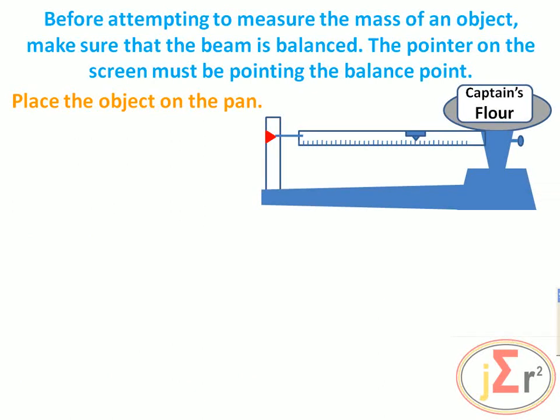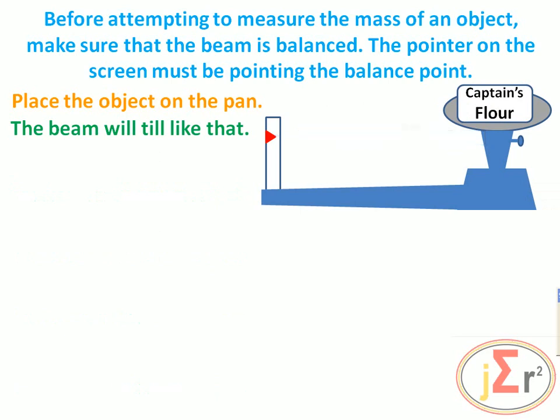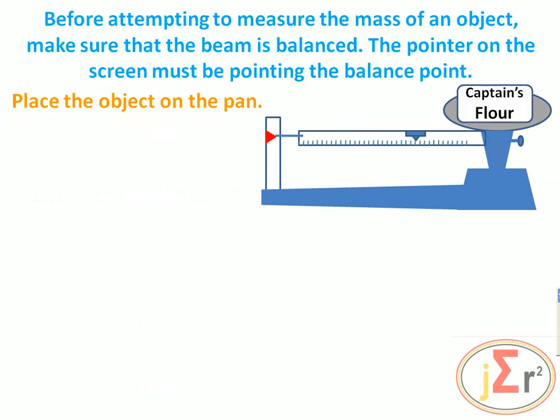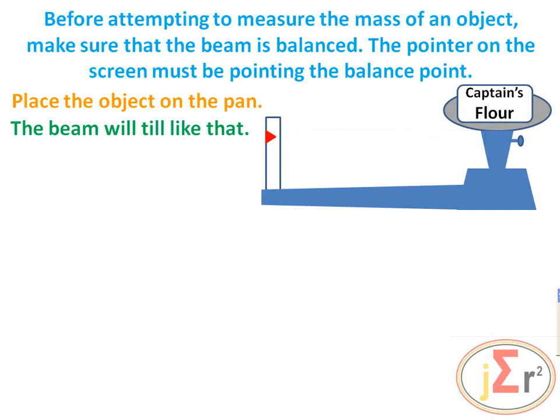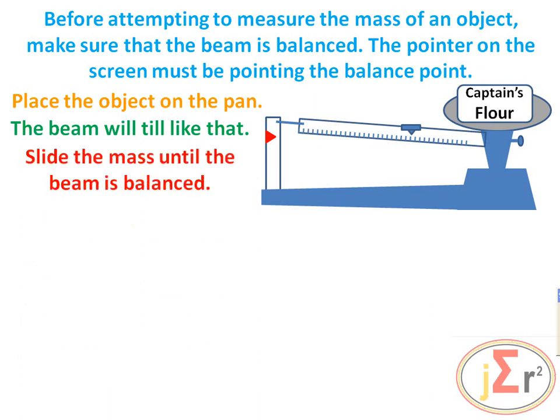Captain's flour. Put that on the pan. The beam will tilt like that. So when we put the flour on it, it will cause the beam to tilt. Right? So put the flour on it, and what will happen? The beam will tilt. When the beam tilts, what do you do? Slide the mass until the beam is balanced. Right, so we slide the mass until the beam is balanced.